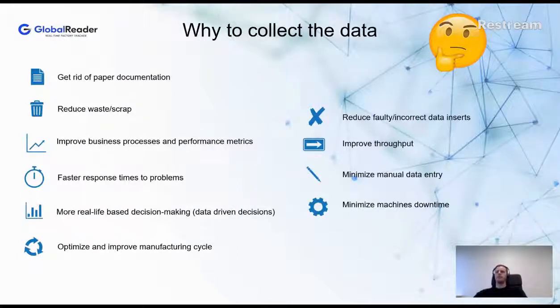More real-life based decision making. Use the real-time data to see the effects of the changes immediately. You shouldn't wait for monthly or quarterly reports to get the feedback. You can start seeing the influence of your changes immediately, and you can then see if they are productive or counterproductive according to your system.